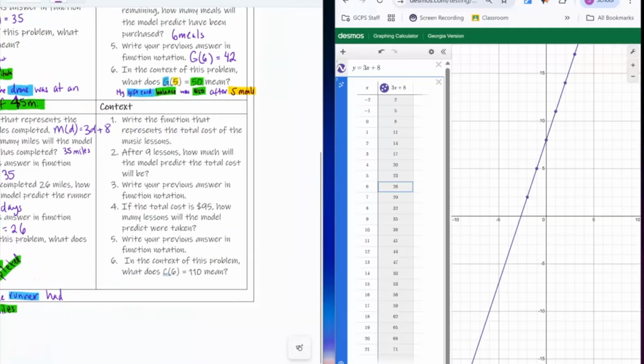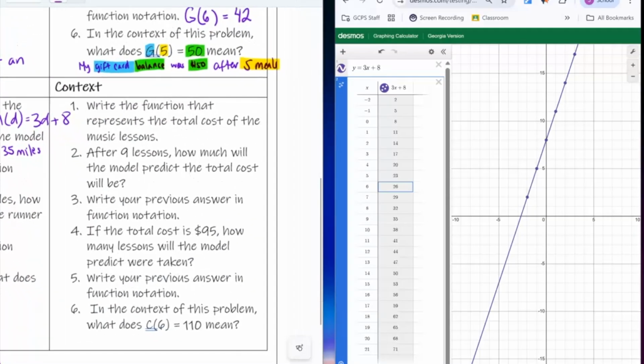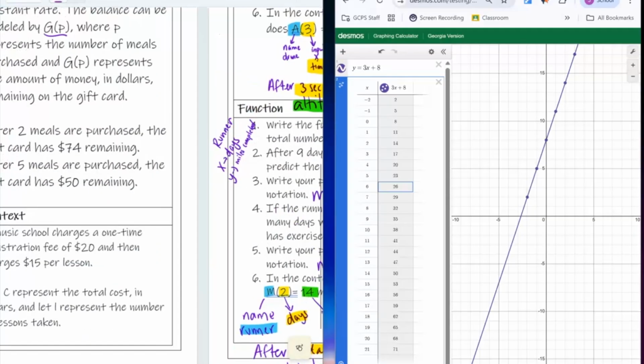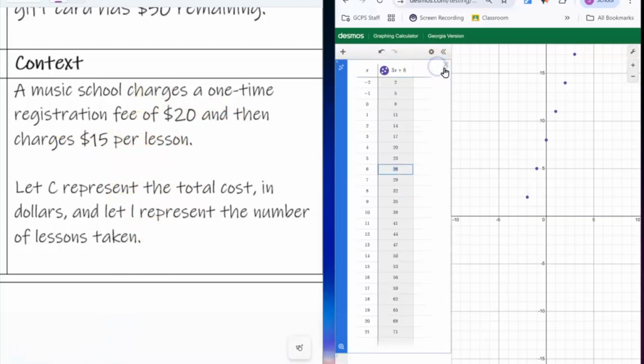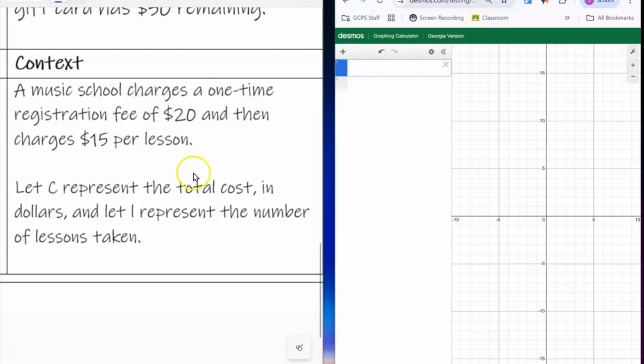Okay, the last one I'm going to look at is in context. So let's go see what the question says. A music school charges a one-time registration fee of $20 and then charges $15 per lesson. Okay, cool. So a couple of things that you need to know. We need to write the equation for this context, because obviously I can't type this in here, so I don't do anything.